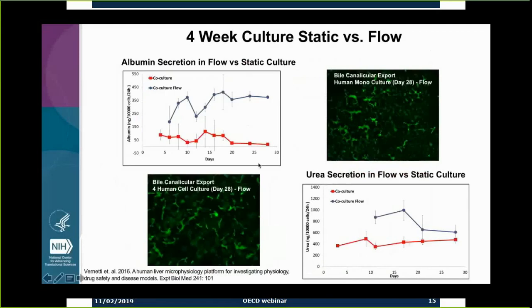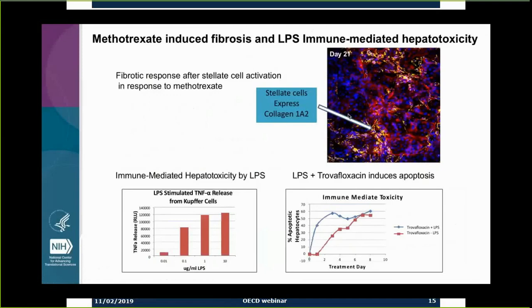This slide shows the importance of having fluidic flow in the system. Shown here in red would be a co-culture, meaning the hepatocytes and non-parenchymal cells co-cultured together, but under static conditions. And then the blue is shown with fluidic flow, showing that you get better albumin secretion as well as urea secretion with flow, and you also get bile canalicular export with flow, compared to a monoculture with just the hepatocytes. So you get better formation of the bile canaliculi.